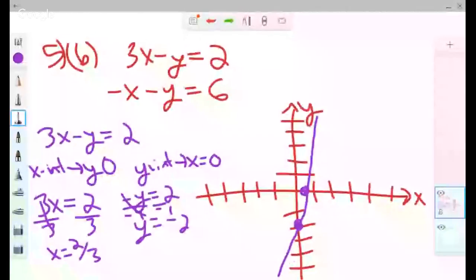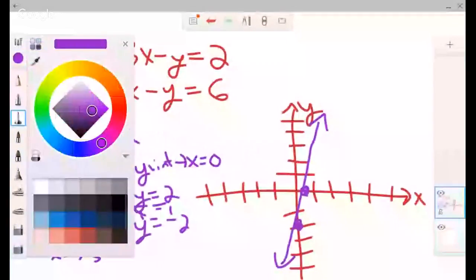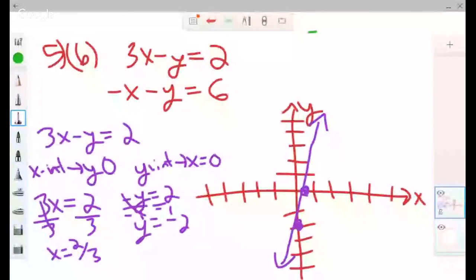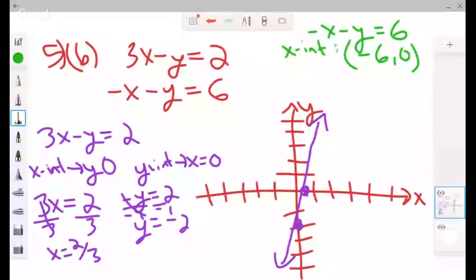And I'm going to make it a little bit straighter if I can. There we go. Okay. And if I go through that same process, let's make the next one green, for negative x minus y equals 6, right? For the x-intercept, if I plug in 0 for y, you will see that you get out negative 6, right? The negative y will go away. I'll have negative x equals 6 divided by negative 1. So I'll get negative 6 as my x-intercept.